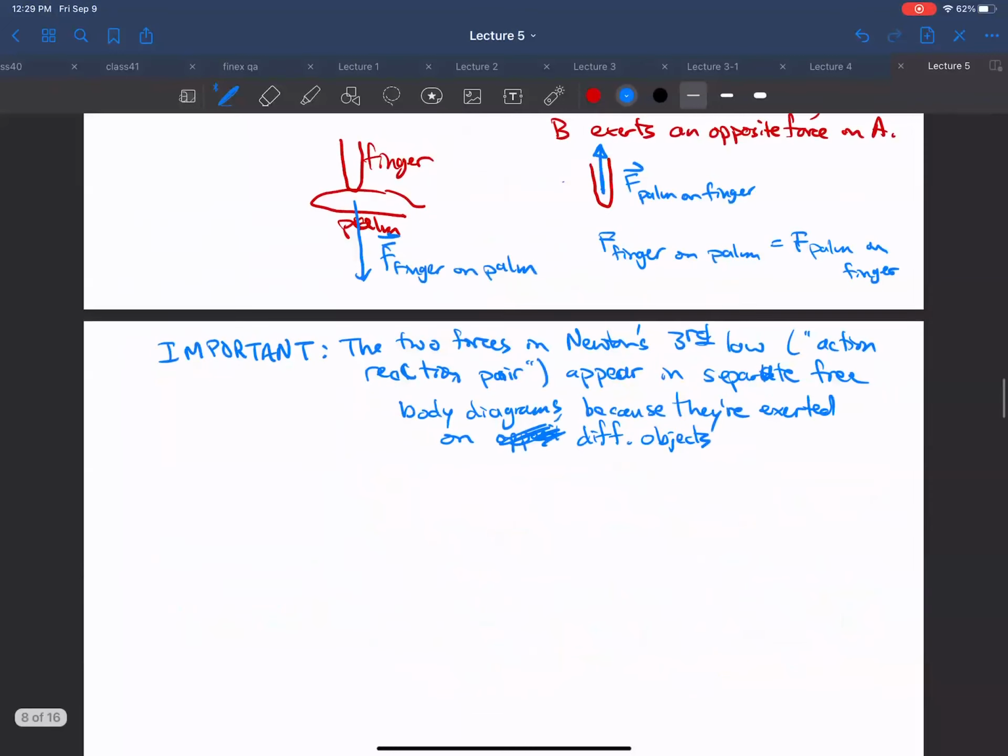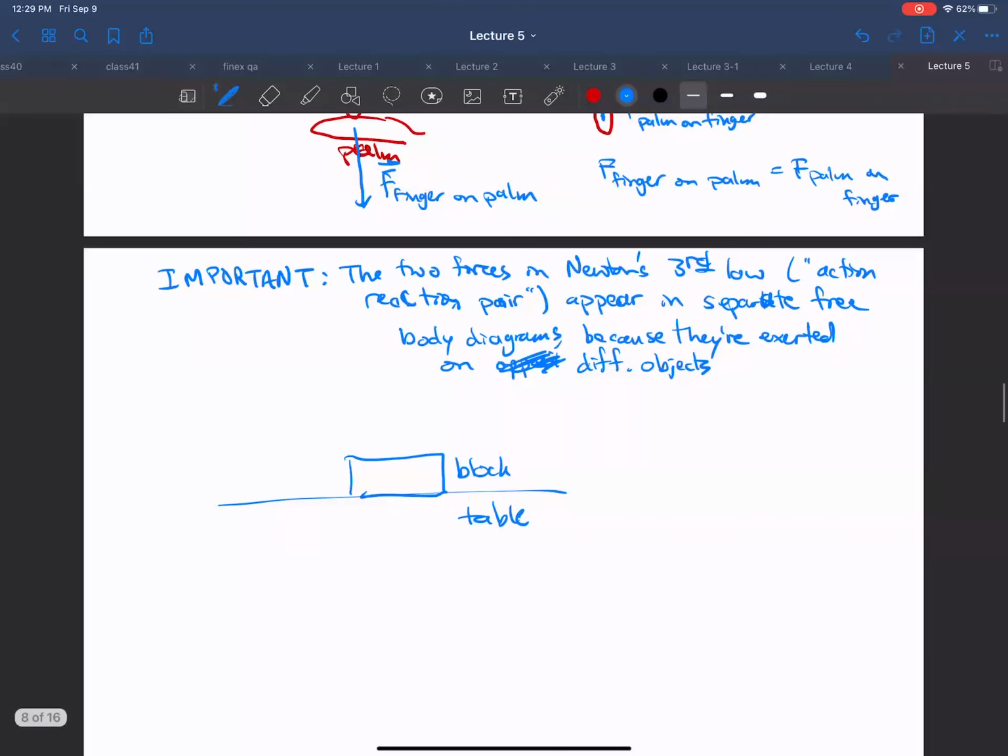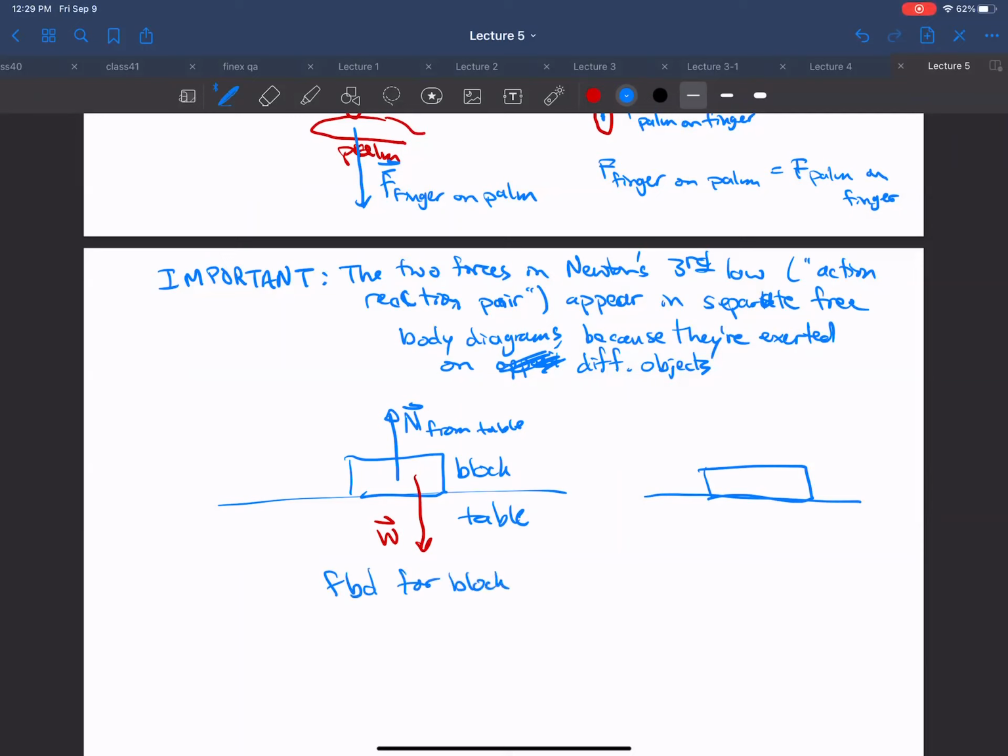So let's go back to the beginning and do the simplest possible case where we have the block and the table. And we're going to draw separate free body diagrams for the block and the table. So the block we already know has got the weight force and the normal force from the table. That's canceling out the weight force. If I draw a separate free body diagram for the table, so this is the free body diagram, FBD, for the block. Over here is the FBD for the table.